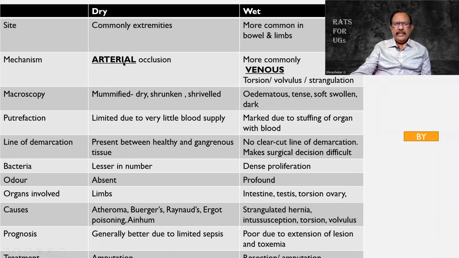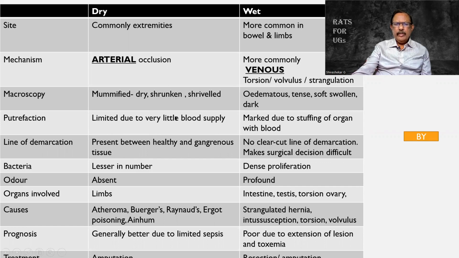Mechanism for a dry is arterial occlusion. Here it is more of a venous occlusion. The examples we had seen: torsion, volvulus, strangulation. Macroscopy, it is mummified, dry, shrunken, shriveled. Whereas here it is edematous, tense, soft, swollen, dark. No definite line of demarcation is seen in a case of wet gangrene.